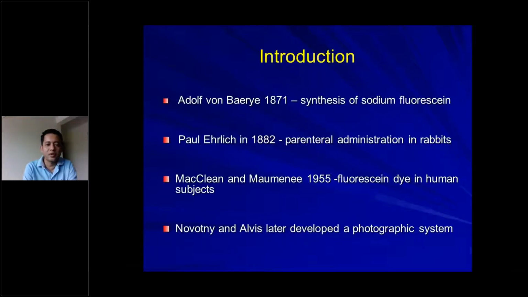So just a brief touch on history. This was a synthetic compound made by Adolphe von Baeyer in 1871, and then slowly used in animals in 1882. But it was nearly more than a century later that it started being used in human subjects by MacLean and his colleagues. And with the advent of the new photographic system, the clinical use of this drug could be made.